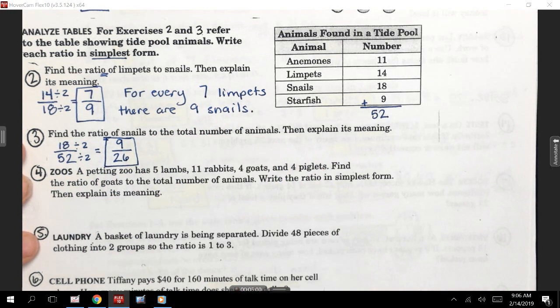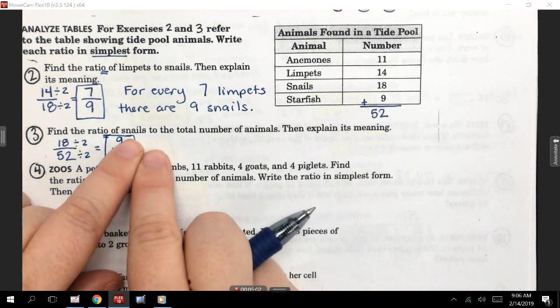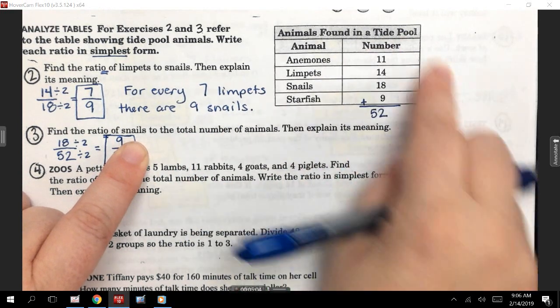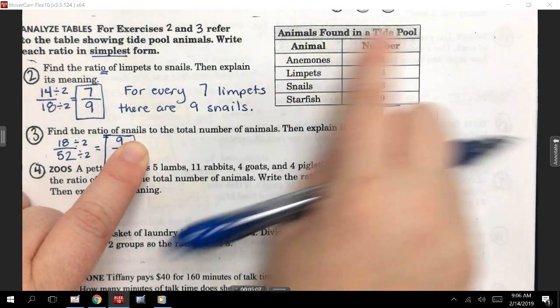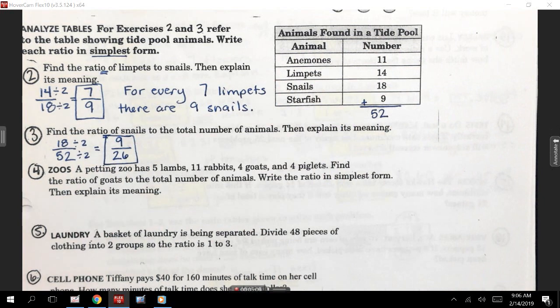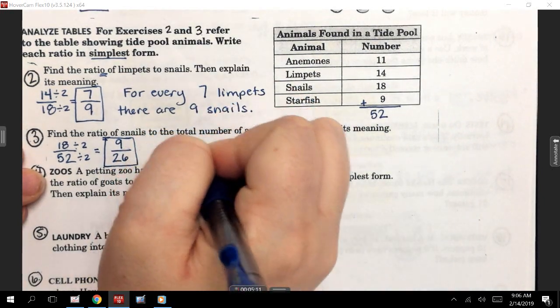All right, now I have to explain it. Can I pull a snail out of these animals? Yeah, it was in the list, so I can take it out of them. So I'm going to say 9 snails.